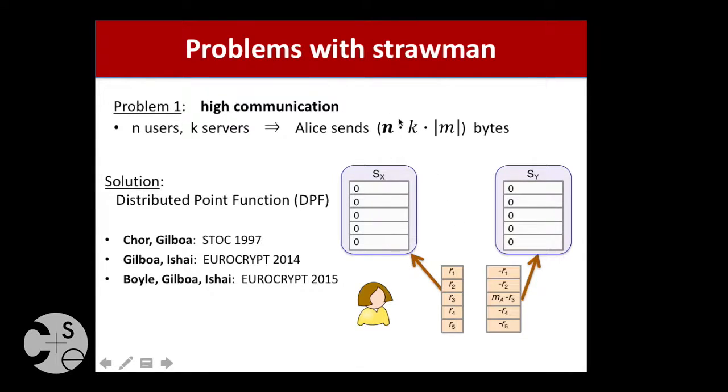So if there are n users in the system, each user is going to have to send a message proportional to n. So again, if n is 1 million, each cell phone that's writing is going to have to send megabytes to each one of the servers. So that's not really practical. Turns out there's a very beautiful solution to this using what's called a distributed point function. So I want to show you what a distributed point function is.